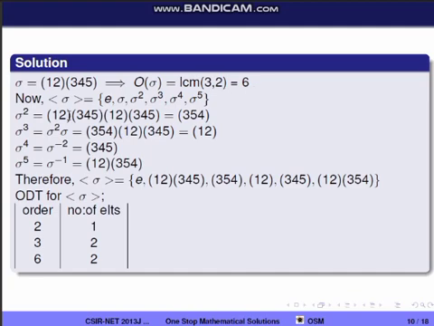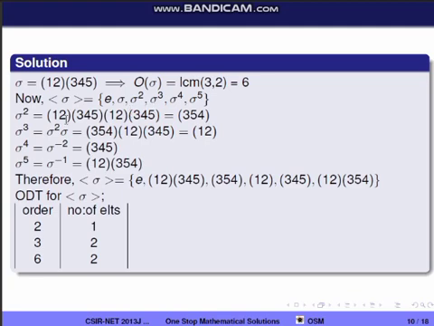So the cyclic group generated by sigma is equal to the set of all E, sigma, sigma square, sigma cube, sigma power 4, sigma power 5. Sigma power 6 will be equal to E, so I have already written that E. Now we will find sigma square, sigma cube, sigma power 4 and sigma power 5. Sigma square is sigma multiplied by sigma. So I am writing sigmas: (1 2)(3 4 5) and (1 2)(3 4 5).